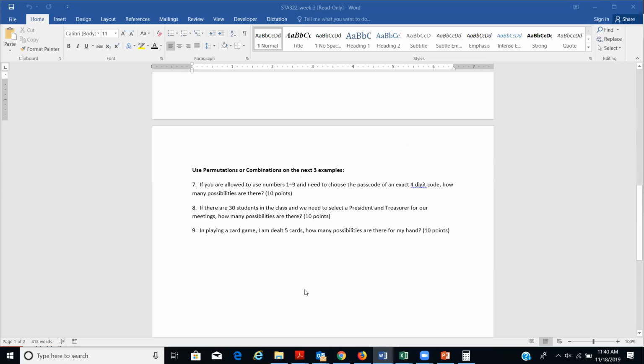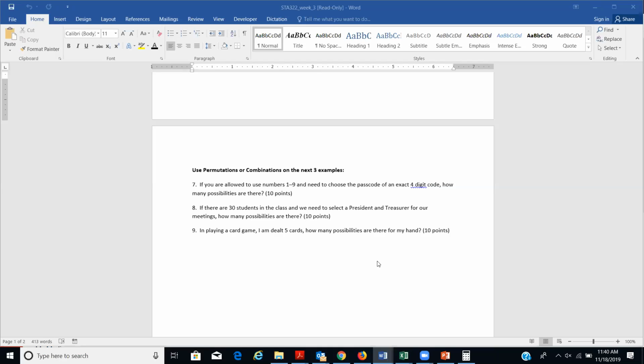Now let's look at these permutations and combinations. They're on the homework. I don't believe you're going to see any of those in the final. I haven't decided if I'm going to add a question or not. I just haven't made a decision on that.